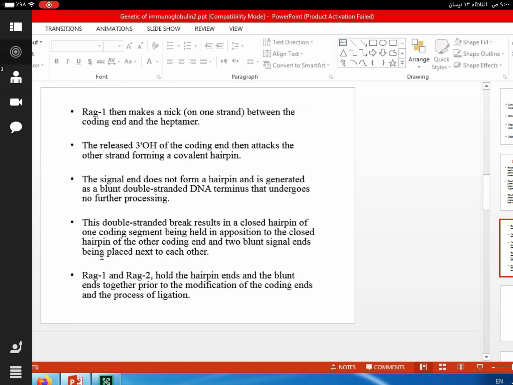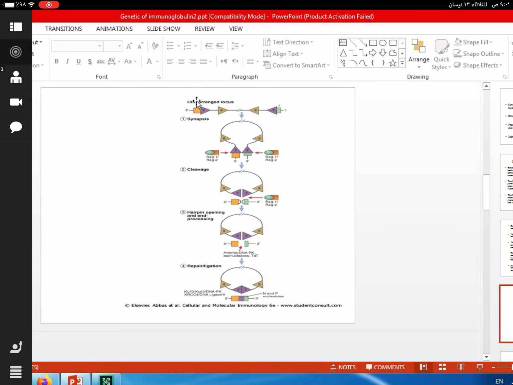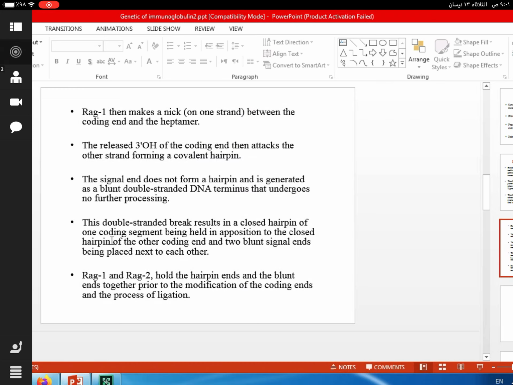The RAG1 then makes a nick between the coding end and the heptamer. The released 3' OH of the coding end then attacks the other strand, forming a covalent hairpin. After cutting the DNA, 3' OH attacks the other strand and forms a hairpin, 3' OH.